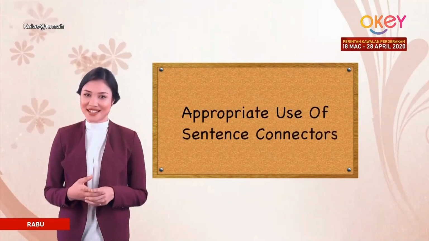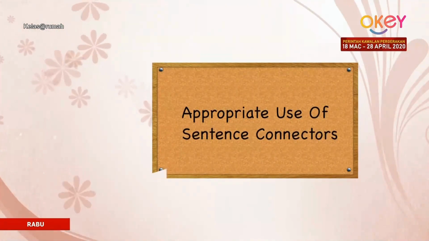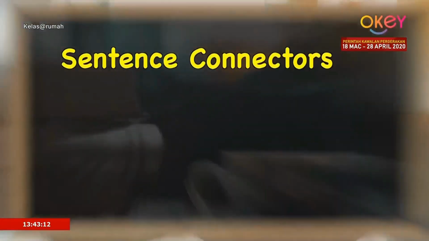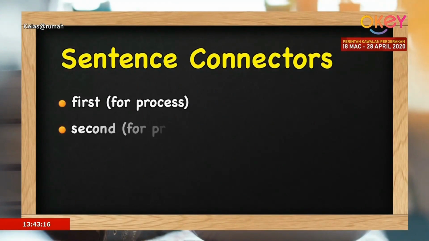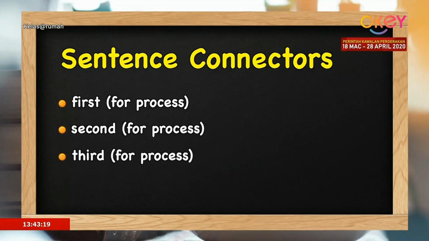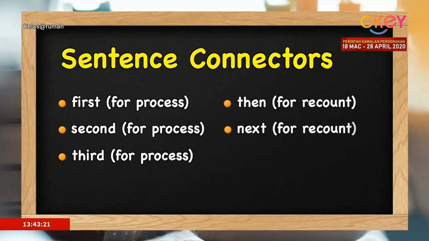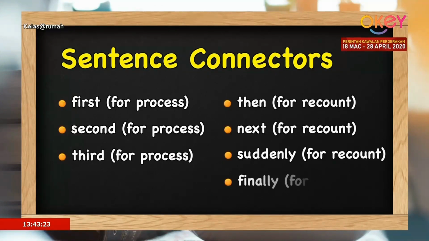Appropriate use of sentence connectors. A marker looks for a piece of writing that has good flow. Maintain the flow of the story by using sentence connectors. Sentence connectors are words like first, second, third, then, next, suddenly, and finally. These words are particularly useful, especially if you're recounting an event or describing a process.